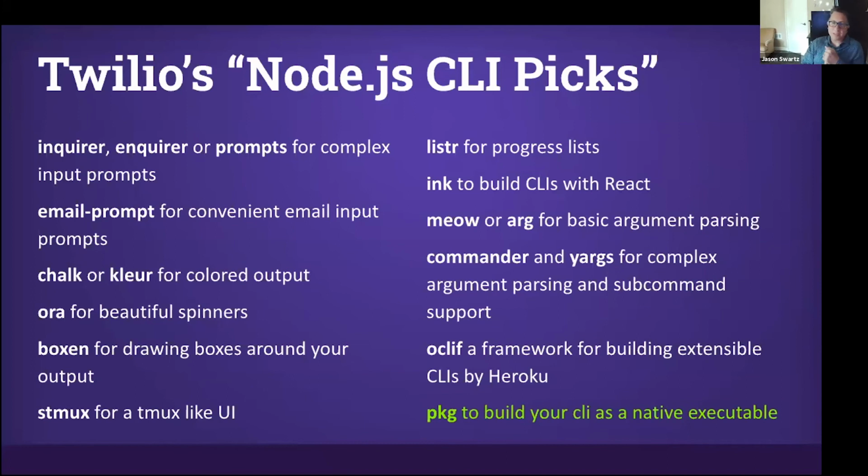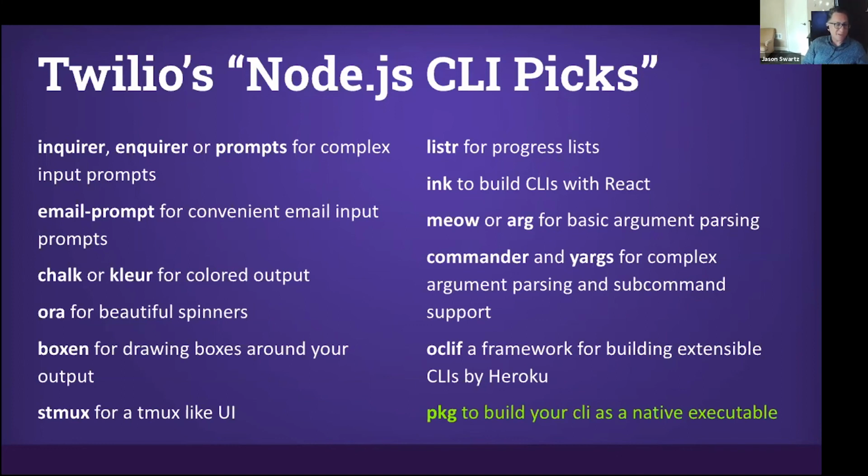If you're building a CLI in Node.js, which I like building, there's a Twilio page that has an overview of the top CLI picks. Really, there's a lot of great options. A lot of these are JavaScript, but they do have TypeScript types, and they make it really easy to build everything you need to have a really rock solid CLI.